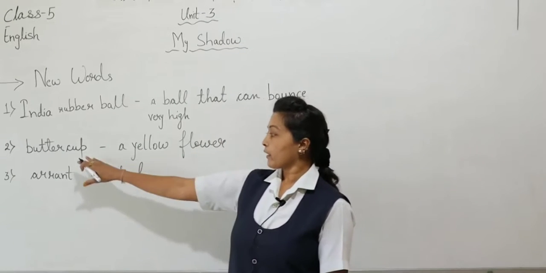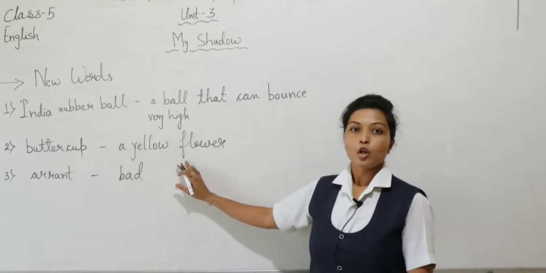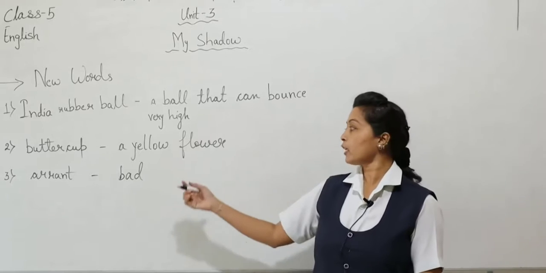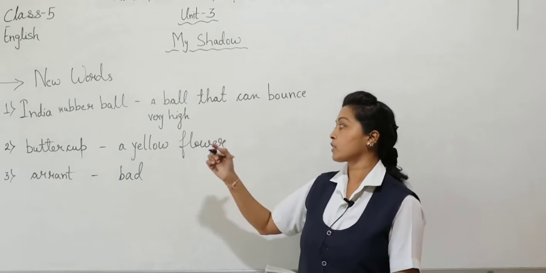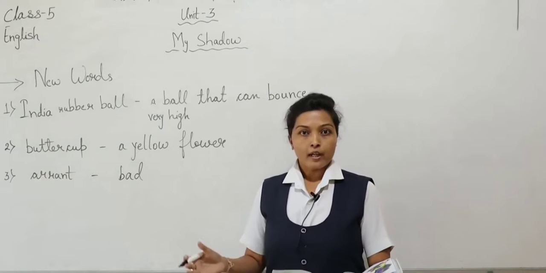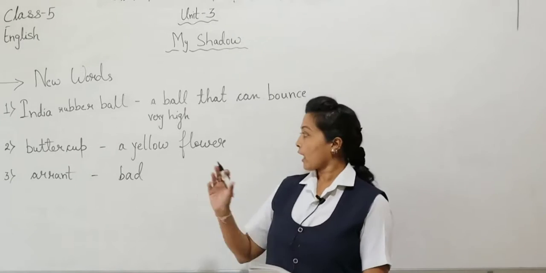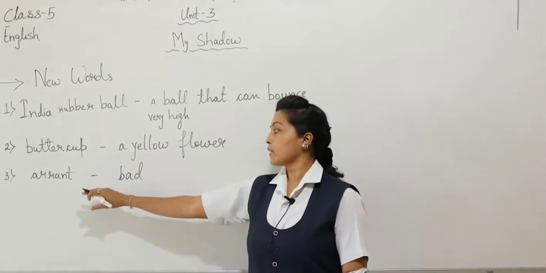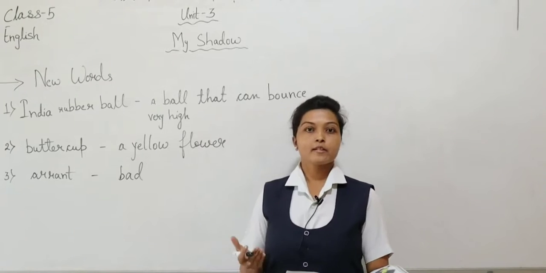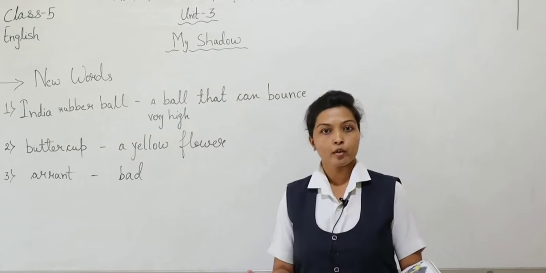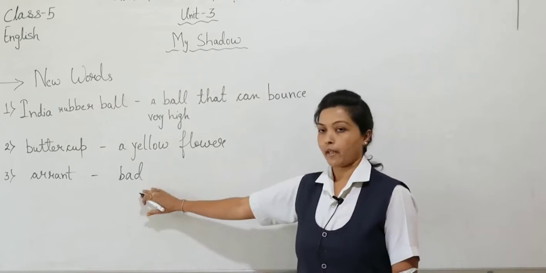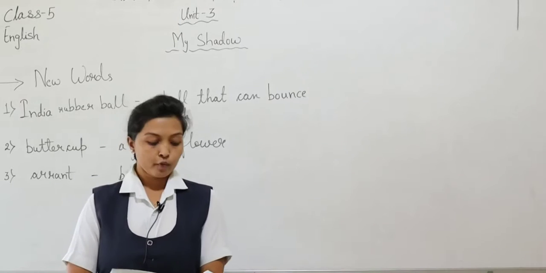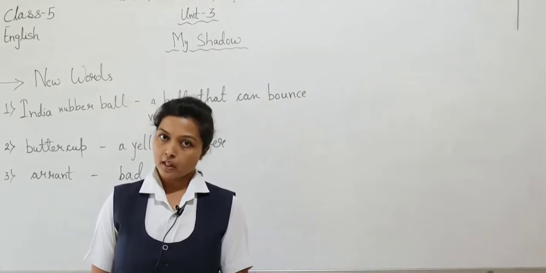Then, buttercup, a yellow flower. That is a herbaceous plant, and generally we find these flowers in meadow areas or in gardens, with a yellow cup in them. Then, aren't, that is bad, simply understood as things which are not good. Then, in our textbook, page 44, answer the following questions are given.